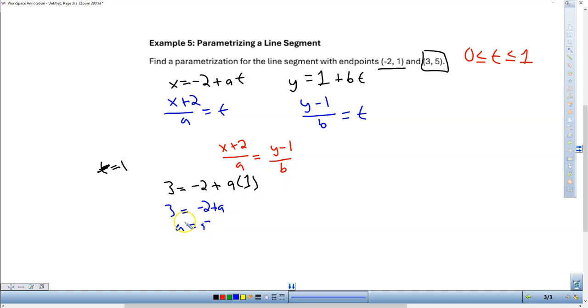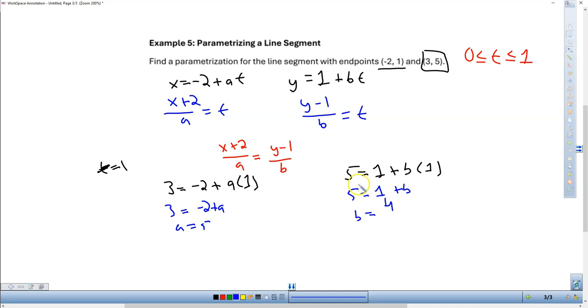And if we want to solve for b, we can grab our y coordinate, which is 5. We're going to do the exact same approach. Again, t equals 1, and we're going to say that 5 is equal to 1 plus b times 1. Again, that's just going to be 1 there. So if we work through this, same process, we're going to say that 5 is equal to 1 plus b. So b has to equal 4.